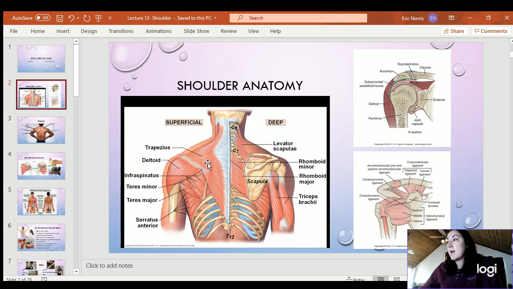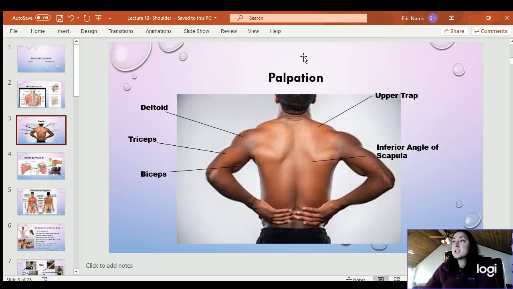So in lab, we will work on finding those as well as the rotator cuff muscles and palpating where each one of those are. So here are some of the landmarks, some big muscles that are typically easy to find, so you know kind of where you're at, and the inferior angle of the scapula as well, so that you know exactly when you're on the scapula and when you're not. We will also palpate those in class.